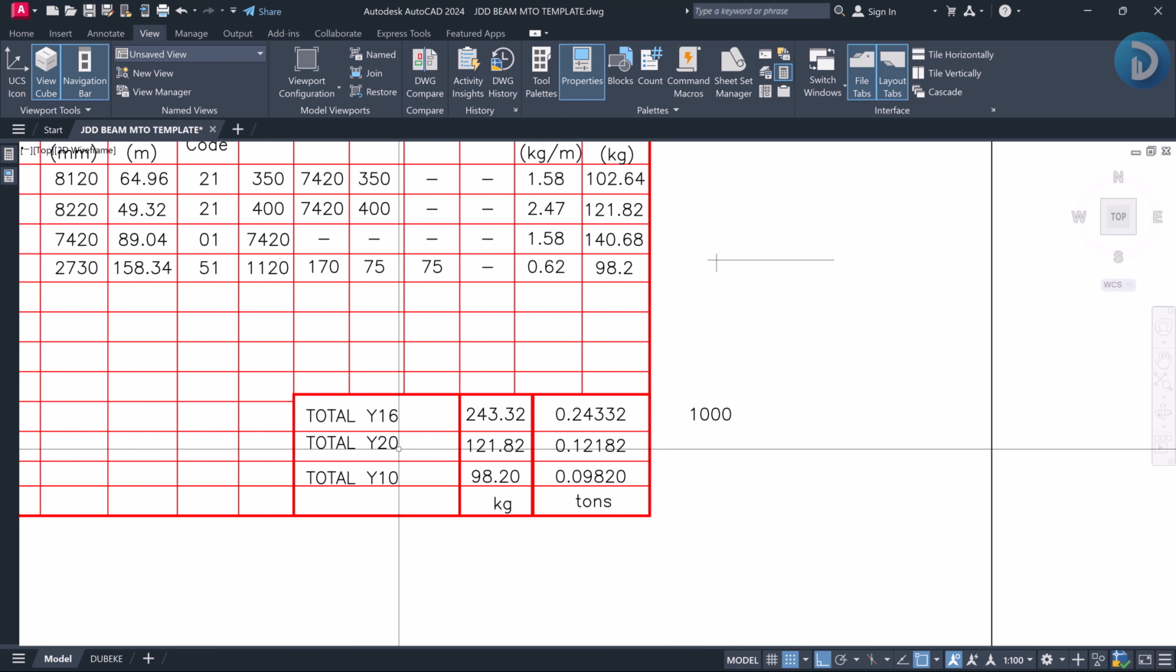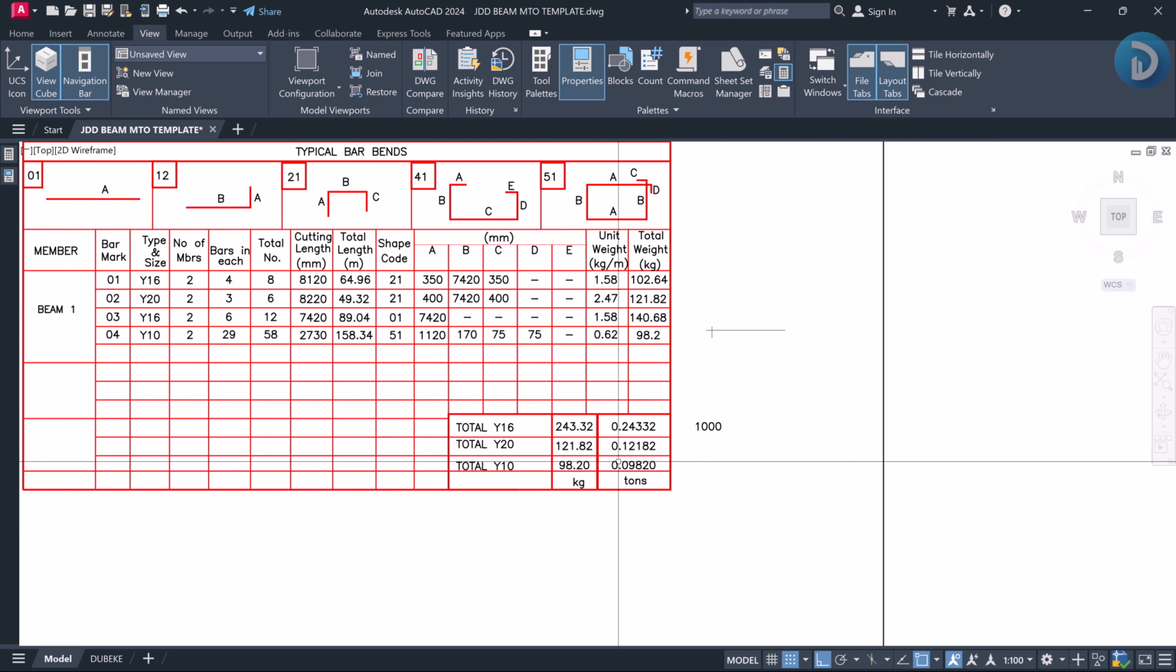Same with our 20 millimeter reinforcement. So if the cost of 20 millimeter reinforcement is 2k, I just have to multiply this by this weight, and it means this is the cost that will be required. So this is how we can come up with our estimation, and this is how we can advise our clients on what it will take to get the reinforcement for this respective beam one.